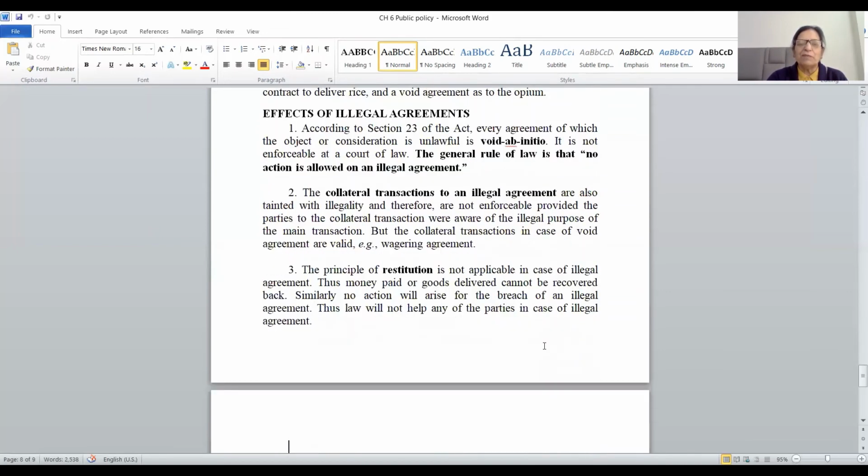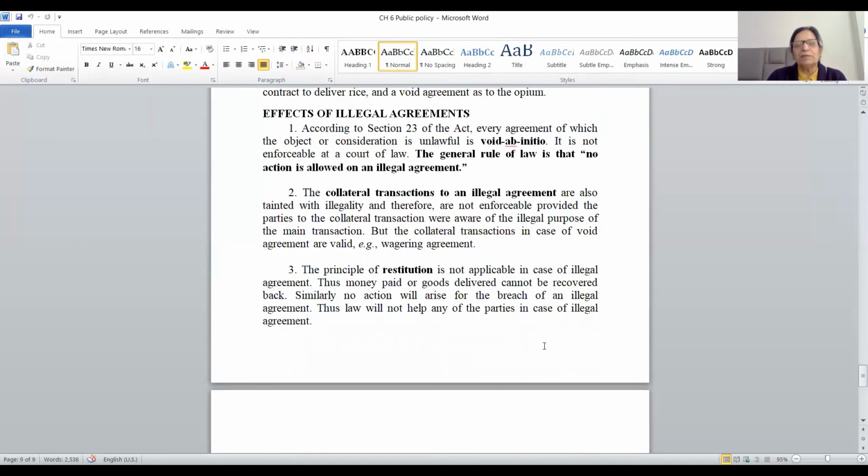And now friends, coming to the third question, which is effects of illegal agreements. What is illegal agreement? Already friends, I have covered this under the very first chapter, under the heading kinds of contract or classification of contract. But what are their consequences? What are their effects? Now these effects I am going to take up today.